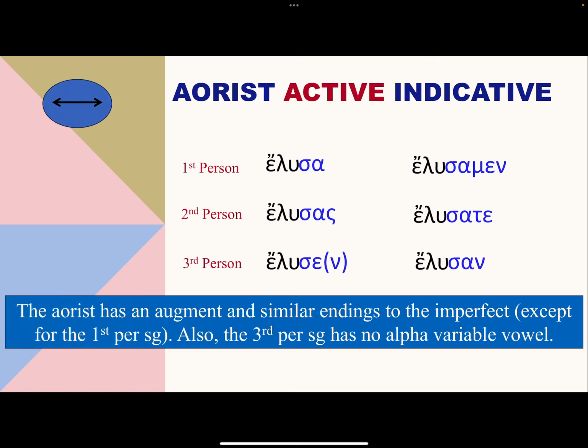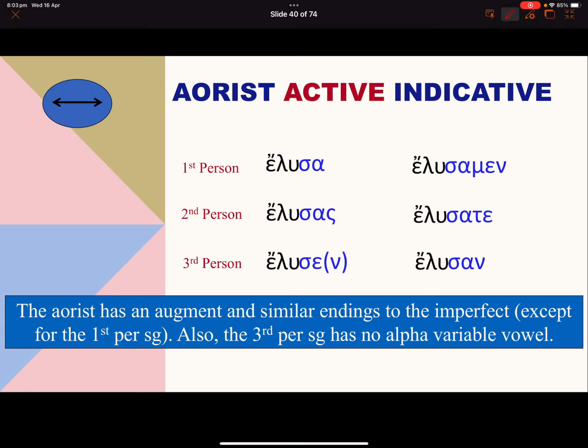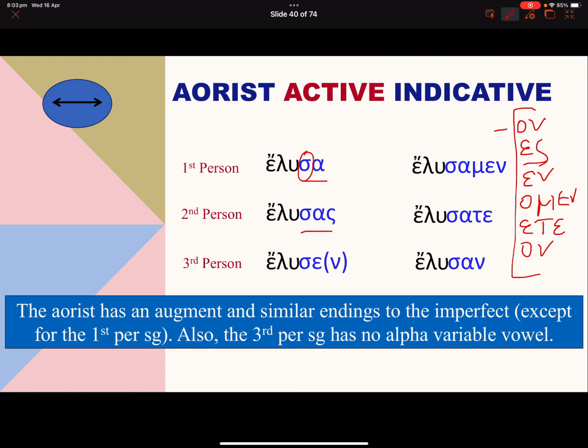You can notice here that it is a variation, as I said, on the on, s, n, omen, ete, on endings that we saw when we were using the imperfect. So instead of on, we get sa. The n drops out. Instead of s, we get sas, because obviously we're working with our tense formative here, right? So we still retain that sigma. Sen is the only one that has an epsilon. All the rest have an alpha.